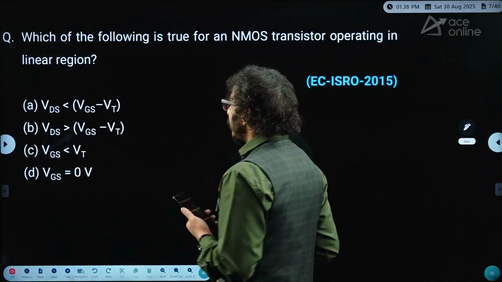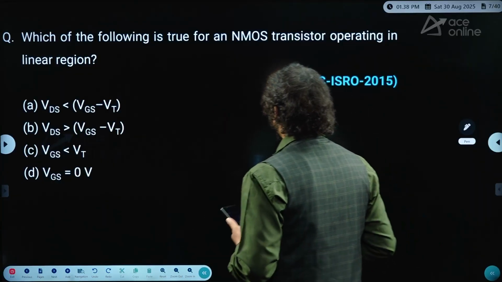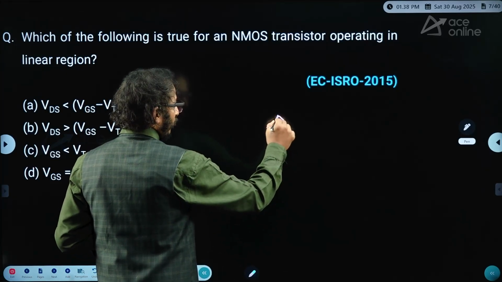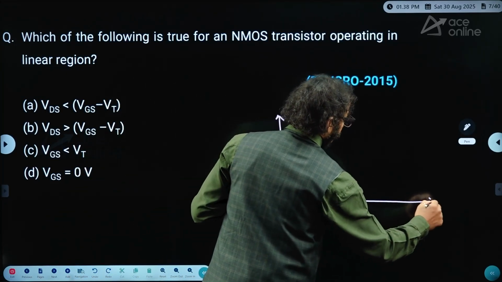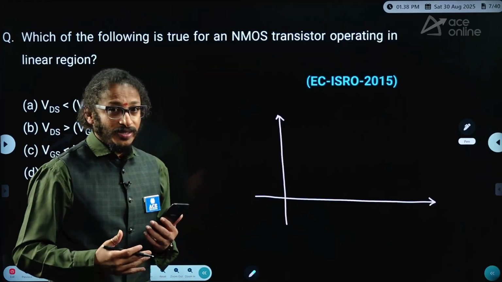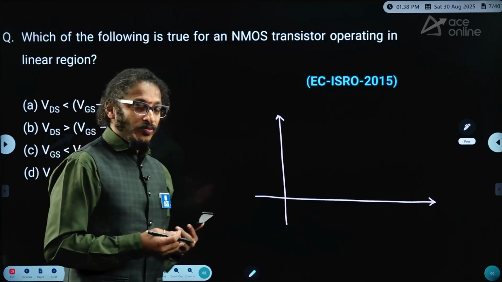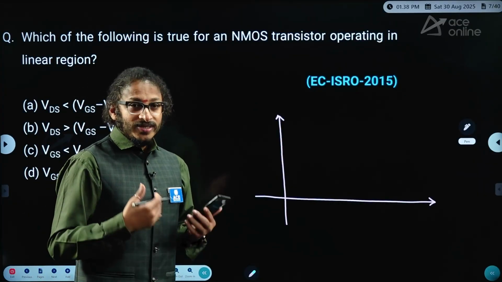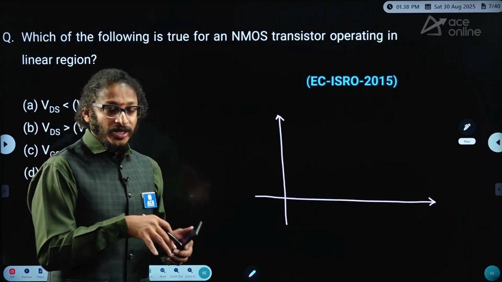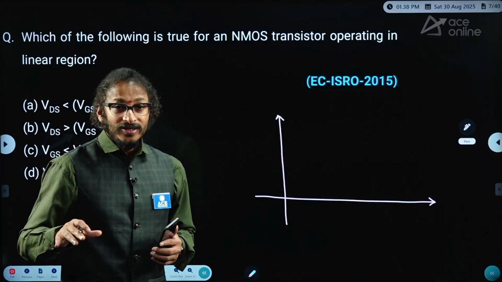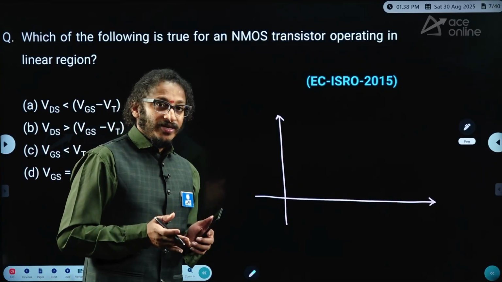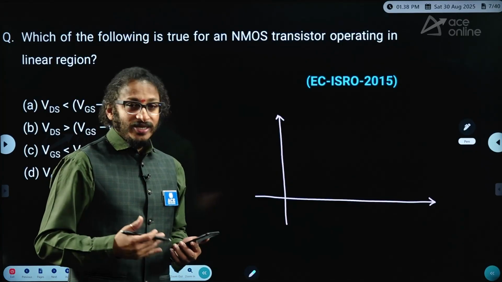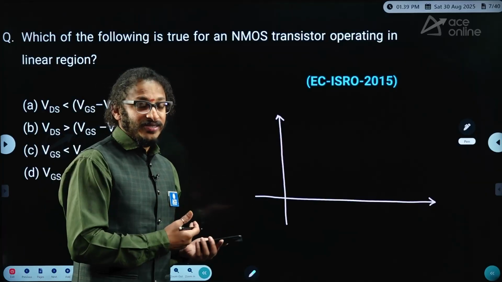Anyways, come back to the third question. Which of the following is true for an NMOS transistor operating in the linear region? Whenever you go with the regions of operation, the Q point will decide where exactly I biased the MOSFET or a BJT. Once I biased the Q point in a proper operating region, and confirmed that my Q point is stable, then we apply the small signal. Then I can use it as an amplifier, or as a switch, like a digital switch.